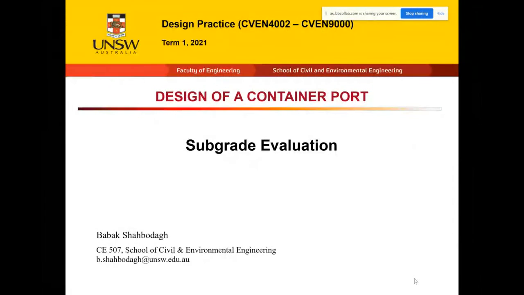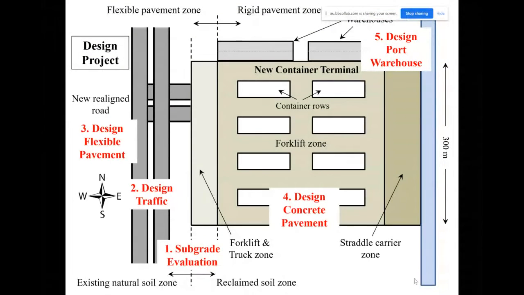So let's start the first chapter of this project. The first chapter is about subgrade evaluation, and we start from the design of the access road. For the design of the access road, we need to evaluate the strength of the natural soil. So in the first part, we are going to focus on subgrade evaluation for both reclaimed soil as well as the existing natural soil.